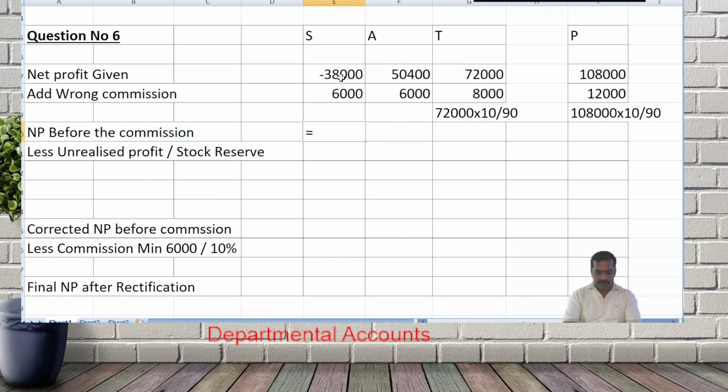What is the profit before commission? 38,000 plus 6,000.